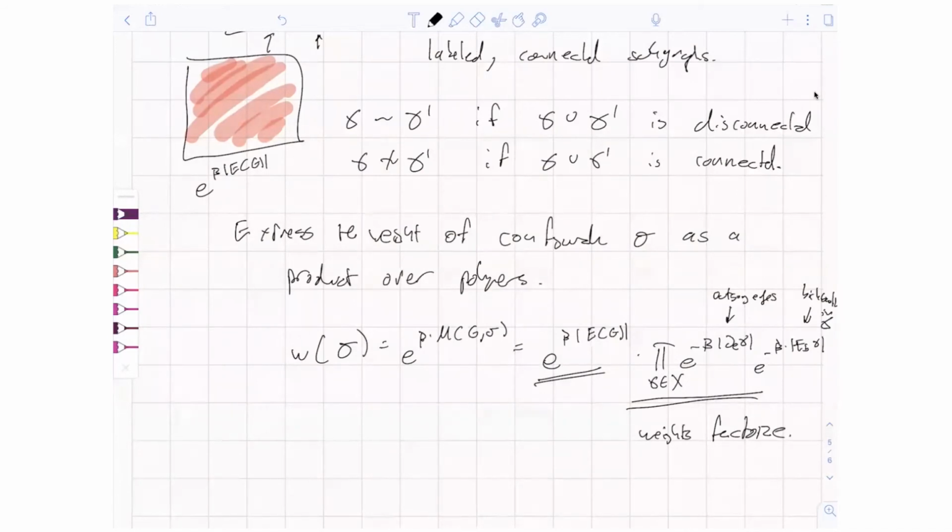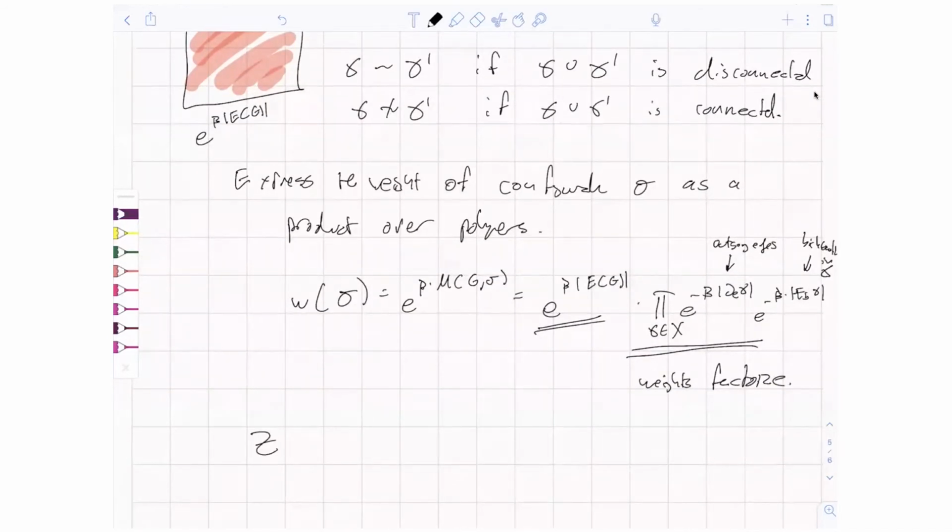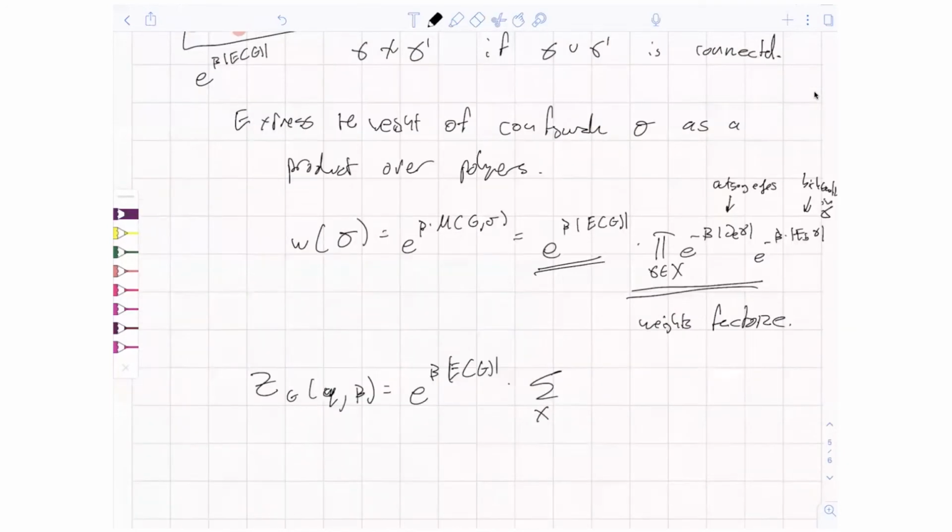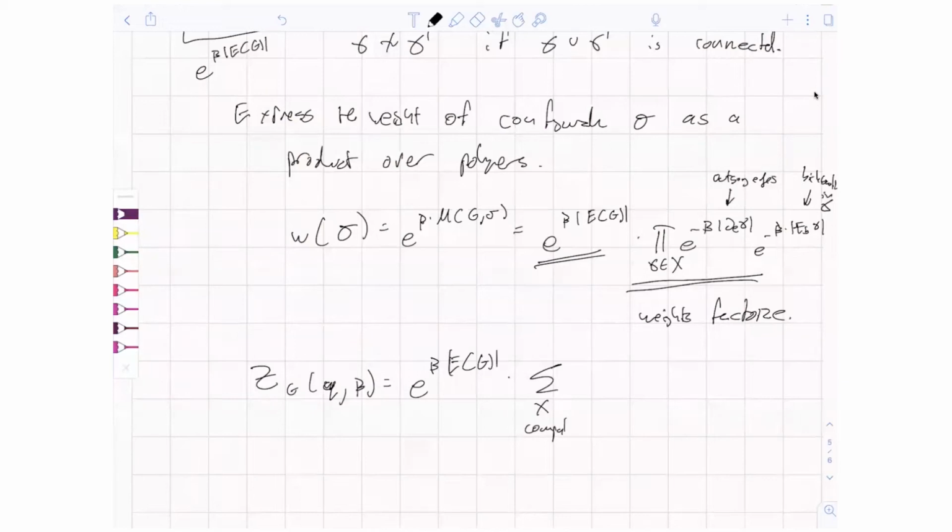And so we can actually write that the Potts model partition function equals, well, we have this prefactor times the sum over all sets of compatible polymers. And then let's call this weight, product of weight gamma and x, where weight gamma now is this function here.